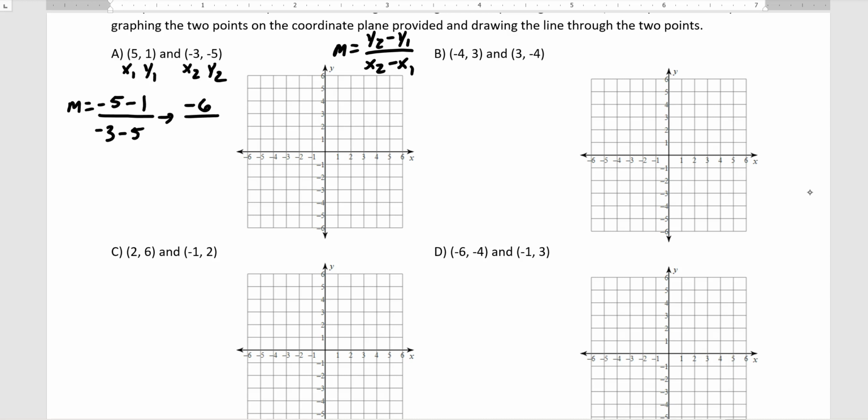-3 minus 5 would give me -8. Well, -6 divided by -8 is not fully simplified. What could we simplify that to? I believe we could simplify that to 3/4. So let's check our work here.